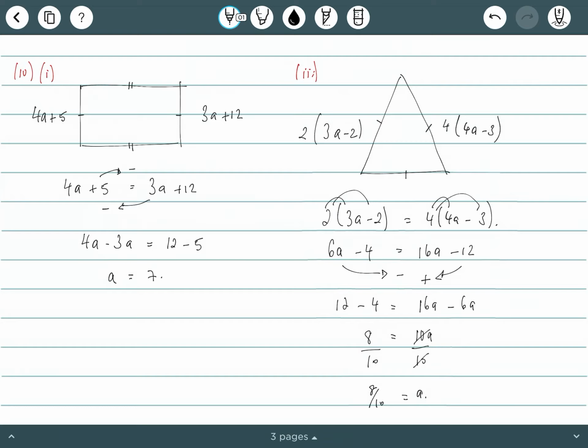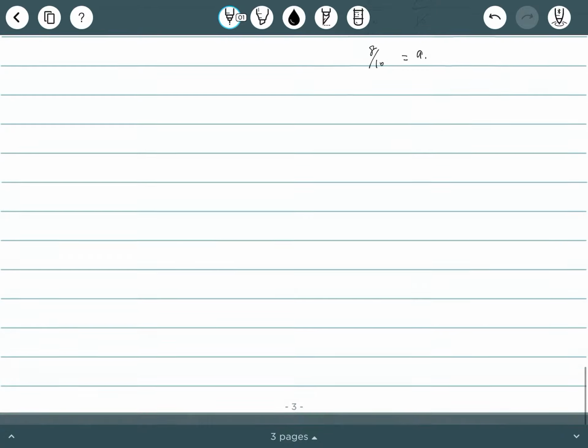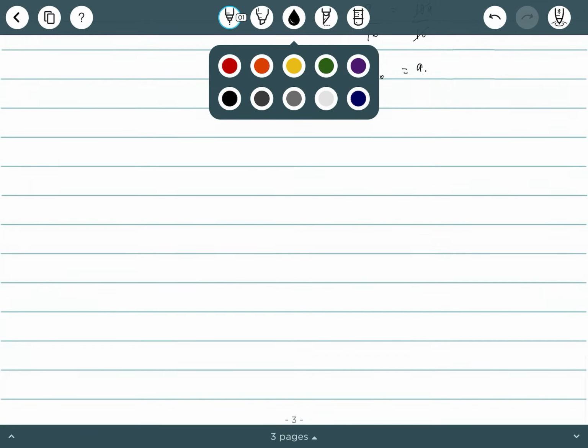Let me just double check that my workings are correct. So 2 times 3a minus 2, and 4 by 4a minus 3. 2 by 3 is 6a, 2 by minus 2 is minus 4, that's correct. 4 by 4 is 16a, and 4 by minus 3 is minus 12, yeah. Move that 6a across, that's going to become a minus. 16a minus 6a, yeah. Minus 12 across, it's going to become a plus, yeah. Okay, workings look good. Alright, gents, moving on to question 11.